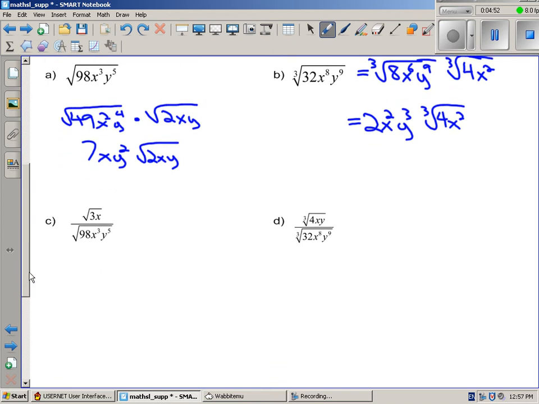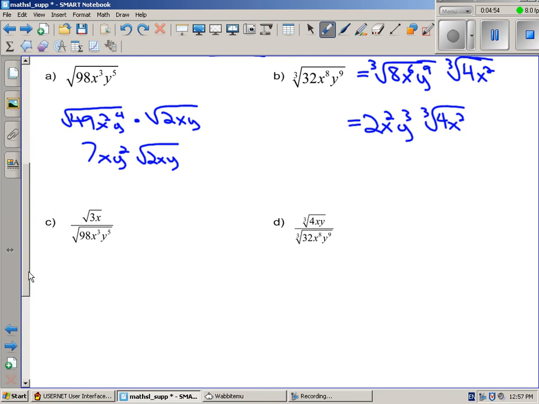We might also have rational expressions involving roots. So in this case, we actually already did the bottom of this one. So we're going to simplify the bottom first. Turned out to be 7xy squared times the root of 2xy. So just like this, we ended up with that on the bottom.